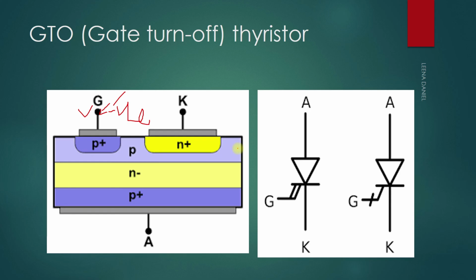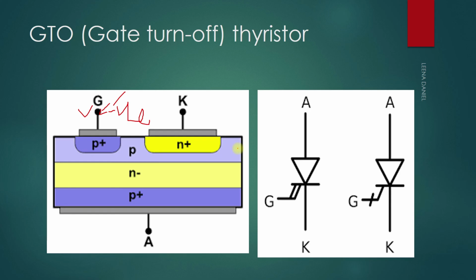Because if we use the thyristor, we have to use commutation circuits to turn off the thyristor. But here, only one simple terminal is used to turn off the GTO by giving a negative supply. We only have to change the polarity of the supply at the gate terminal, by which we can turn off the GTO. But in the case of a thyristor, we have to use the commutation circuit. So this is one of the biggest advantages.